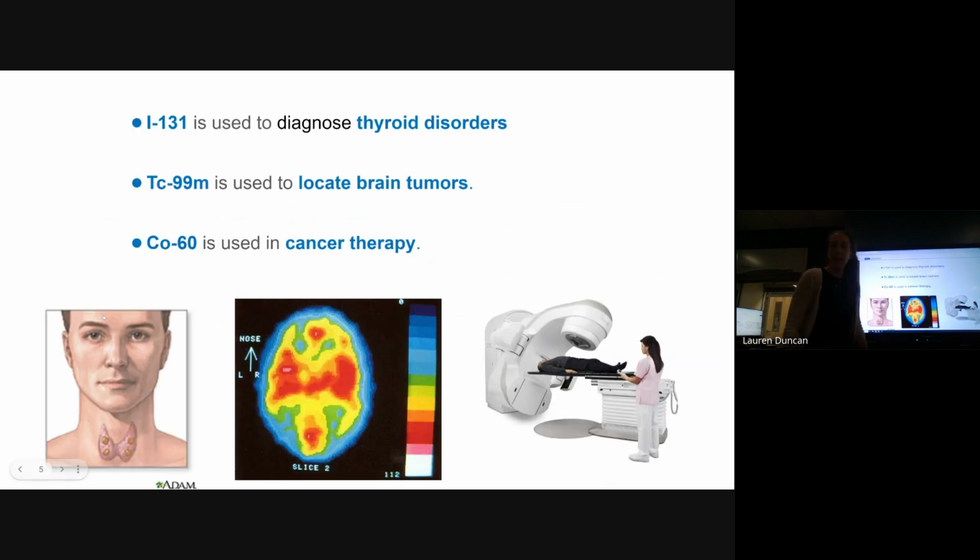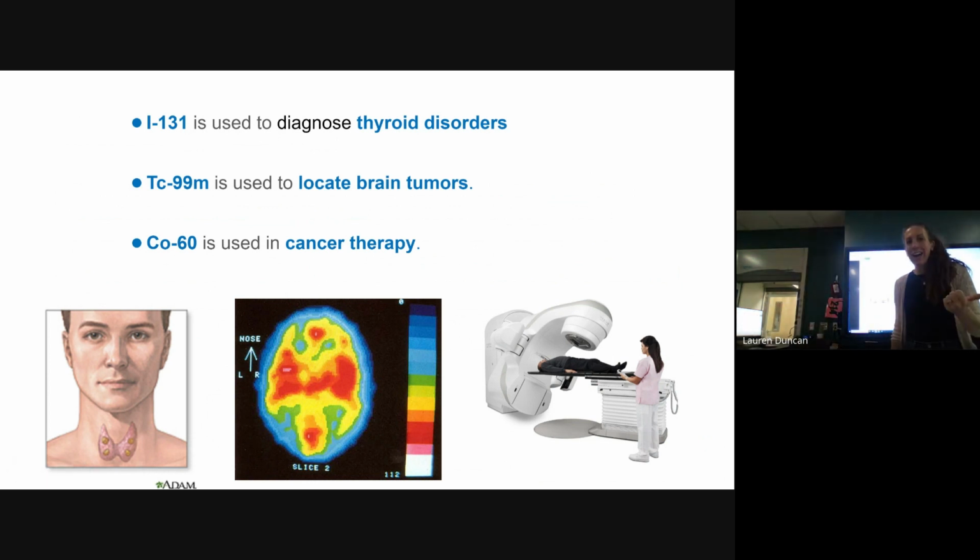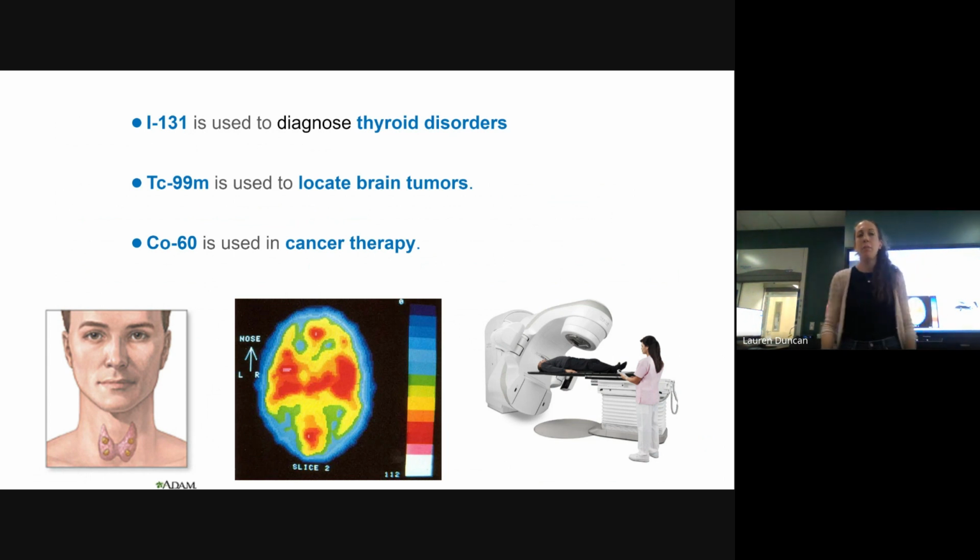All right, these again, they're just memorized. I'm sorry, but that's the way it goes. Here's what we got to know. Iodine, the I in iodine, is used to diagnose thyroid disorders. The thyroid is a body organ that is really susceptible to iodine. It really takes it up quickly. So you can inject a patient with iodine-131 and monitor with special cameras their thyroid function during that time. And based on how well the thyroid is able to process that iodine-131, you can tell whether or not there's issues with the thyroid.